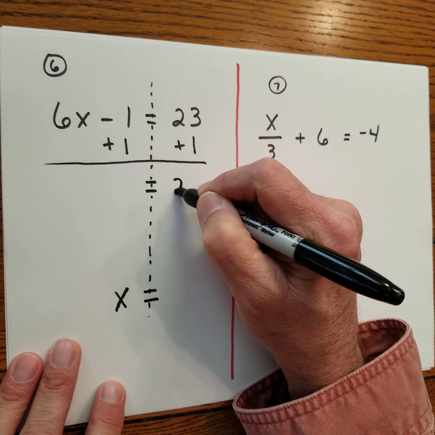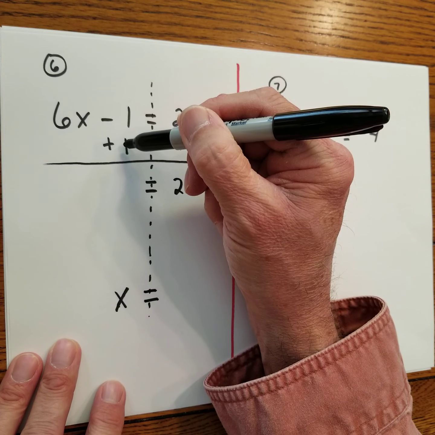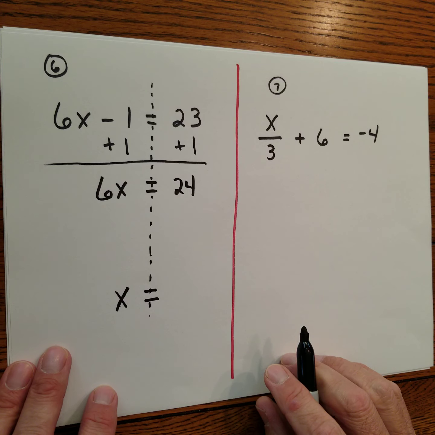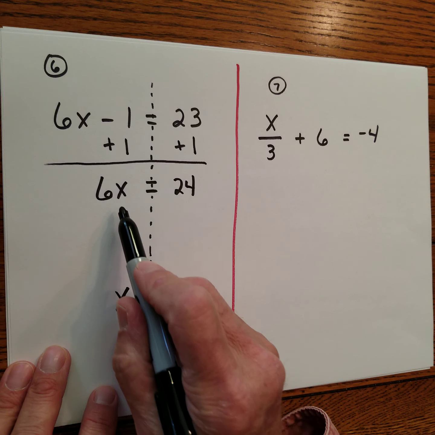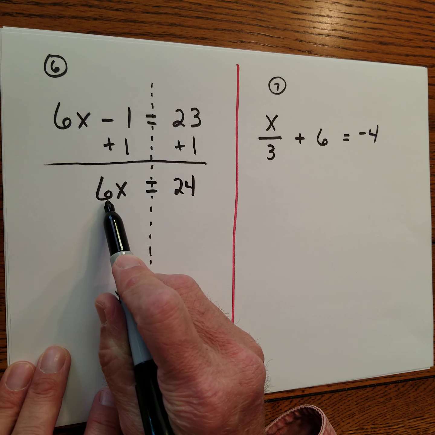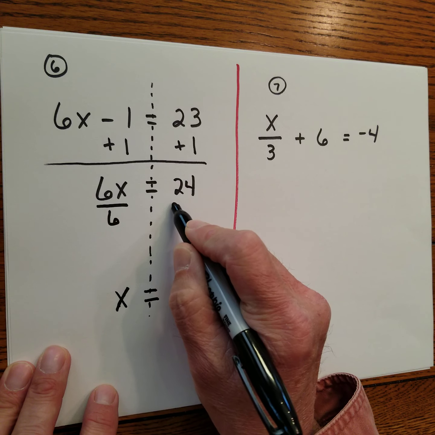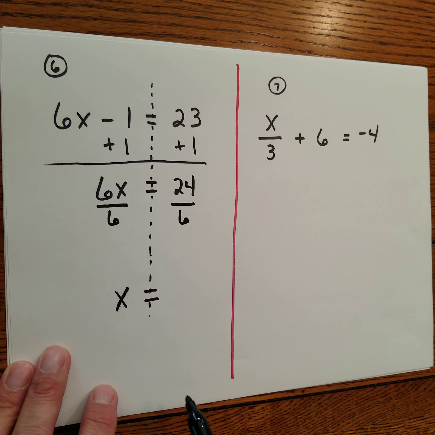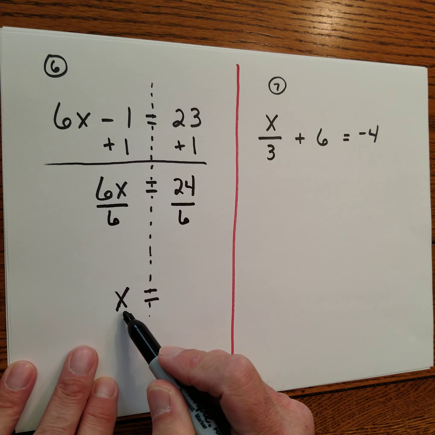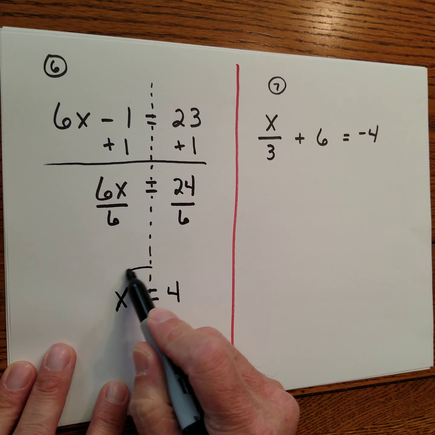23 plus 1 is 24. Negative 1 plus positive 1 is 0, plus 6x goes there. Now to get x by itself, this 6 has to leave. The 6 and the x are being multiplied. The inverse of multiplication is division. We'll divide both sides by 6. 6 divided by 6 is 1 times x is x. 24 divided by 6 is 4. There's my answer.